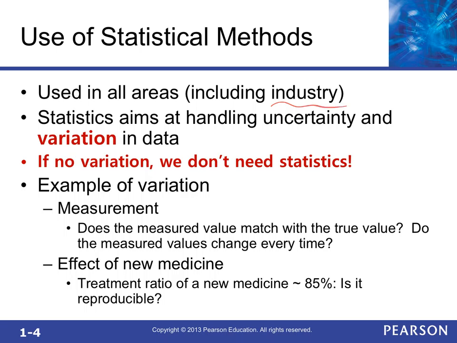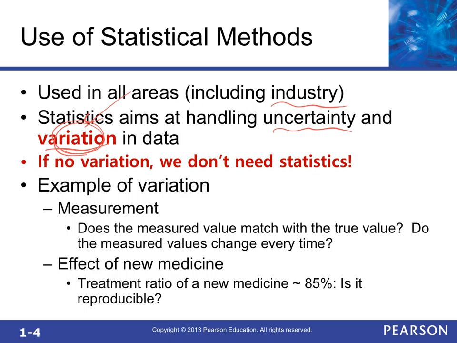So if we wanted to manufacture some product, for example, like a smartphone, statistical methods are essential. Statistics aims at handling uncertainty and variation in data. So we have to focus on this concept of variation, which is the reason why we need to study statistics. In other words, if there is no variation, we don't need to study statistics.